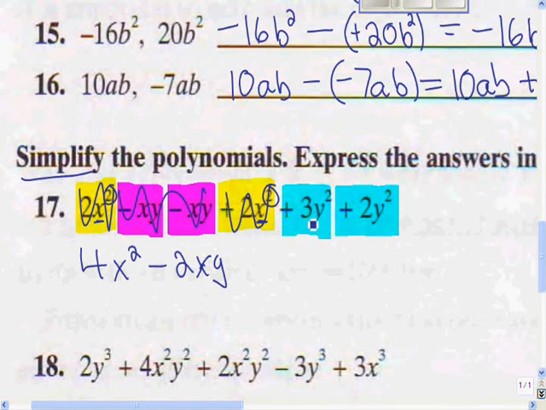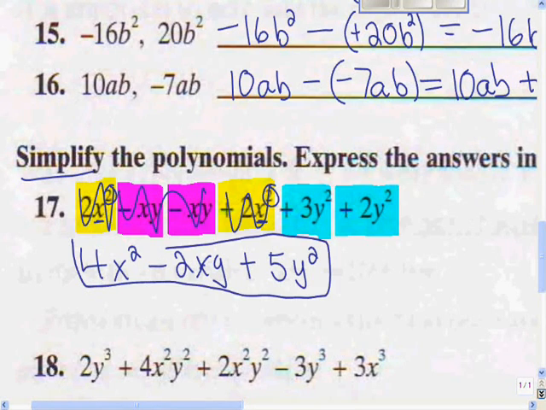Cancel those out. And then here I've got two positives. So that means I'm going to add because the signs are the same, and it's going to give me a positive 5y squared because 3 plus 2 is 5. Okay, and I already have it in alphabetical order, so I don't have to rearrange my terms. I just leave it how it is, and that's my answer.